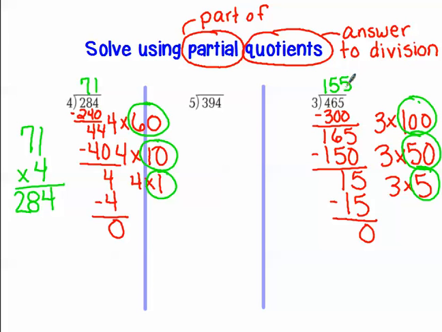And if I check my answer, 155 times 3, I get 465, the same answer. So those are partial quotients.